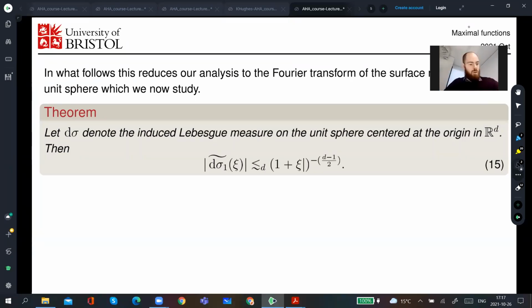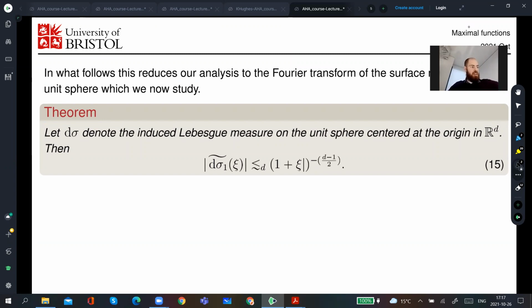Great. Welcome back to lecture 9. So in the previous lecture, we defined averages over hypersurfaces, with a particular view towards the spherical measure. Now that we've done that, we can actually rigorously define the Fourier transform of the surface measure.